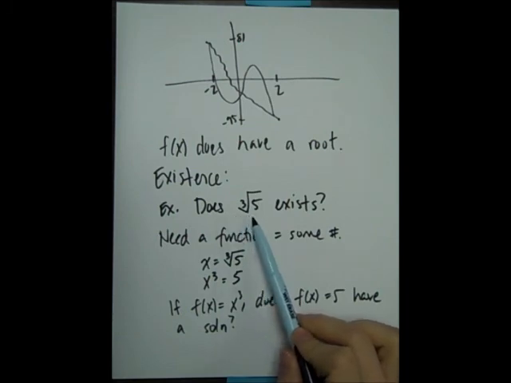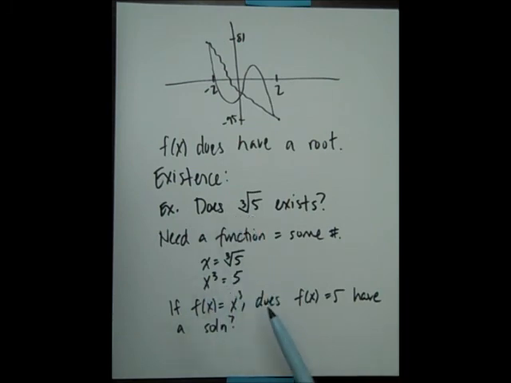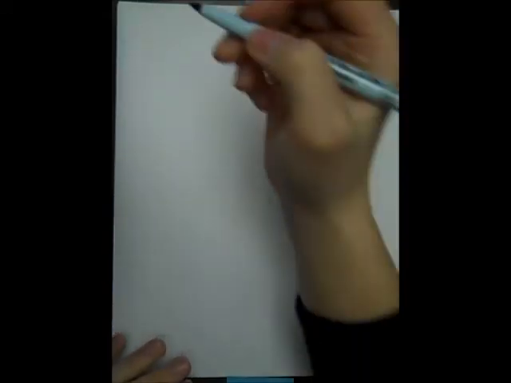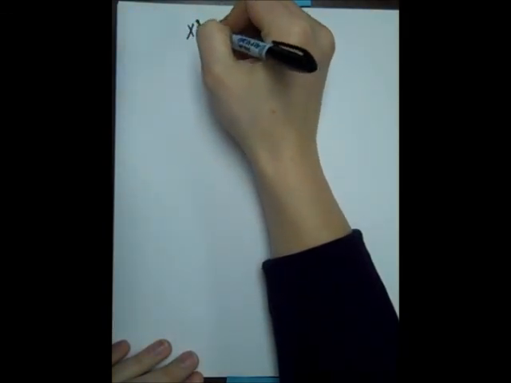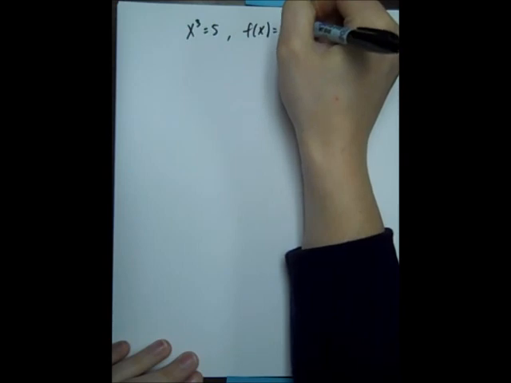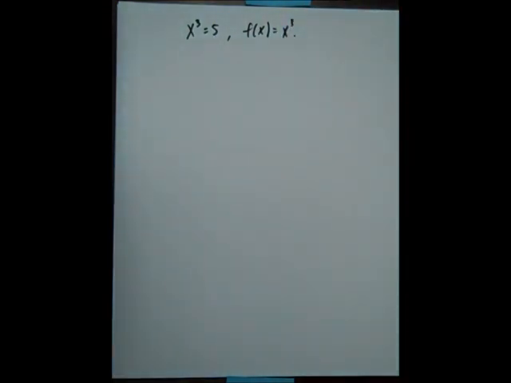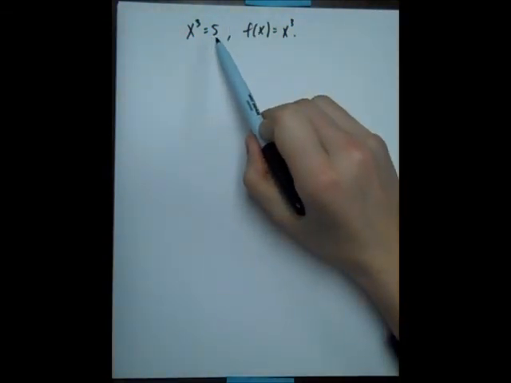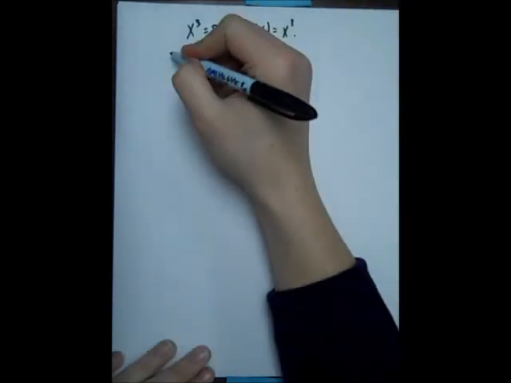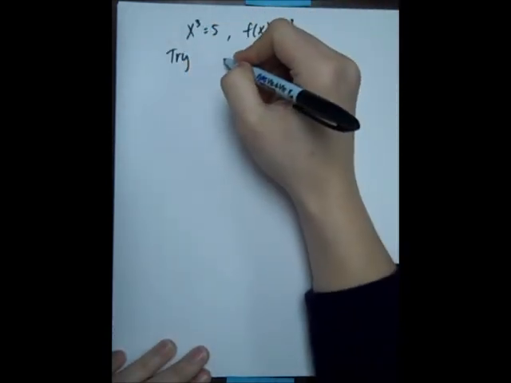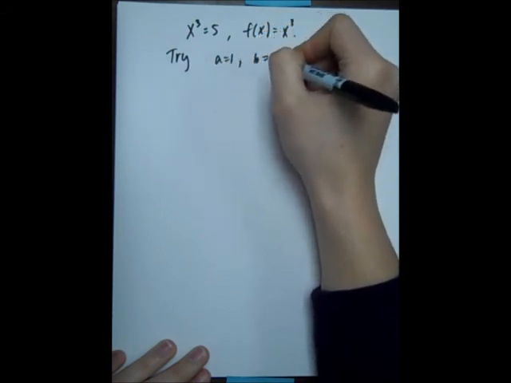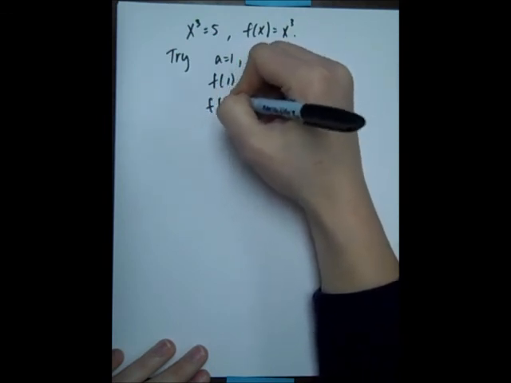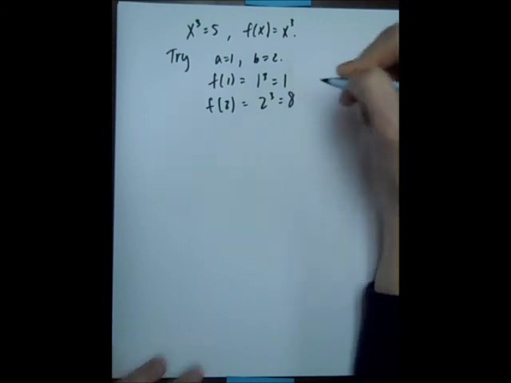So I took this cube root of 5, changed it to be a function equaling some number so that I can use the intermediate value theorem. Now, to use it, I'll write here what we're trying to do. We're trying to set x cubed equal to 5, and we said that f of x was x cubed. I need to find an a and a b where f of the first value is less than 5 and f of the second value is greater than 5. Let's try a equals 1, b equals 2. What's f of 1? That would be 1 cubed, which is 1. f of 2 is 2 cubed, which is 8.